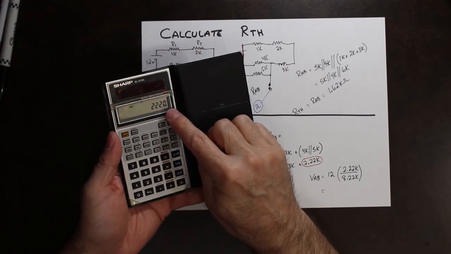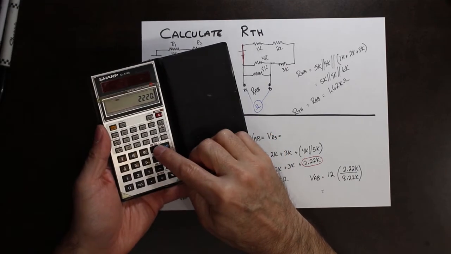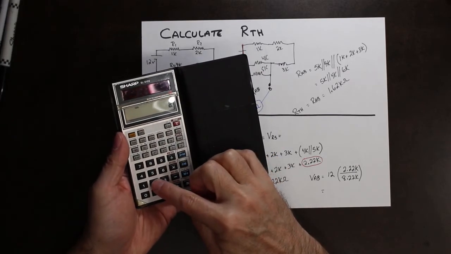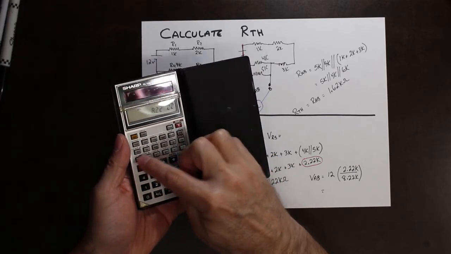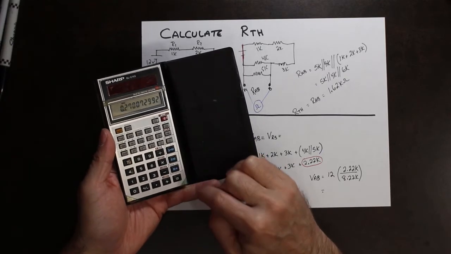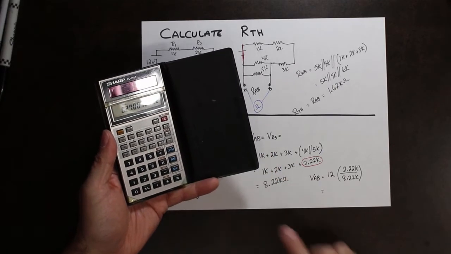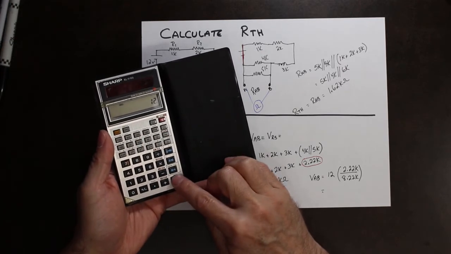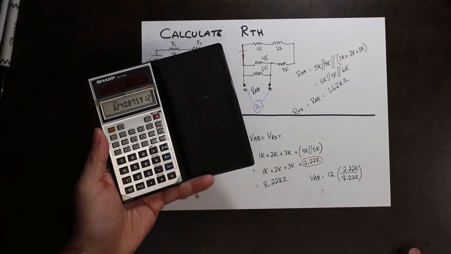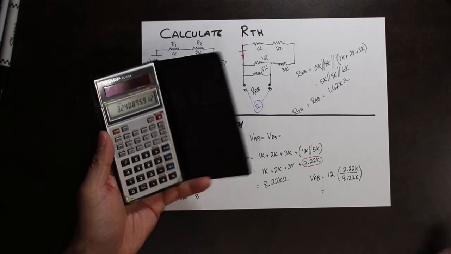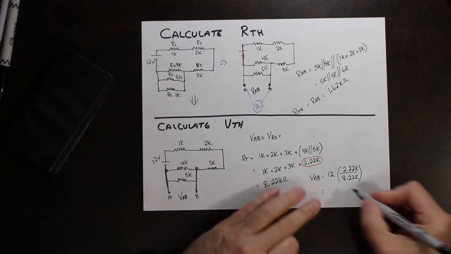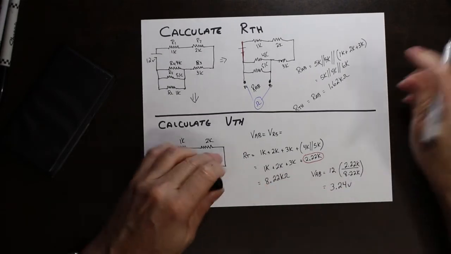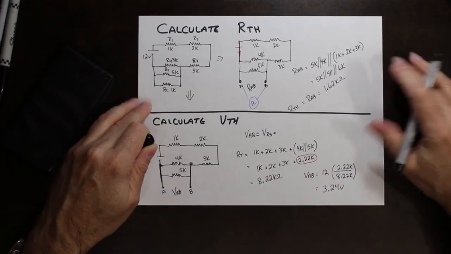2.2K divided by 8.22K equals, times 12 equals 3.24 volts. So 3.24 volts. Again, there are many different ways that you could solve this.